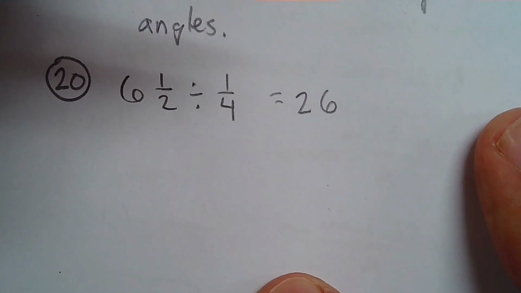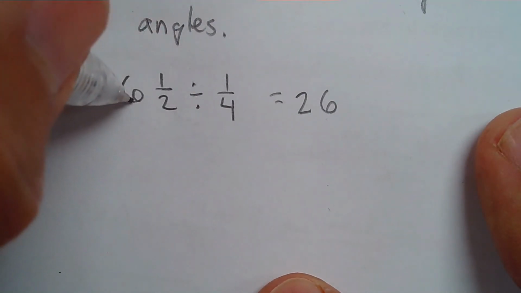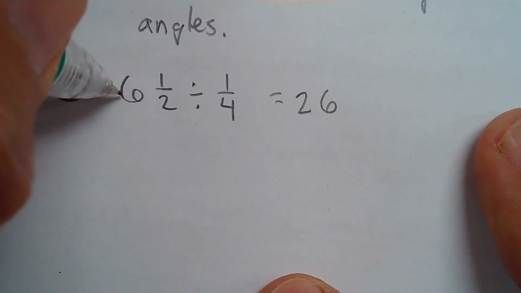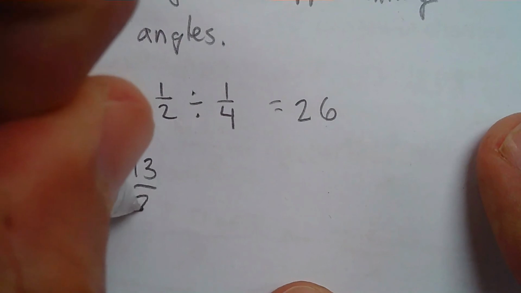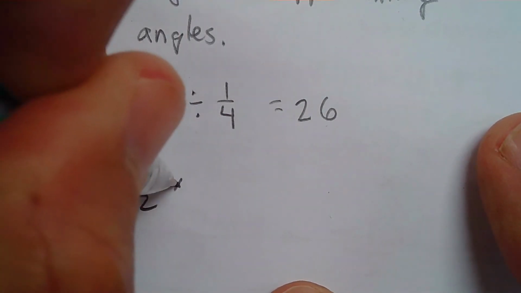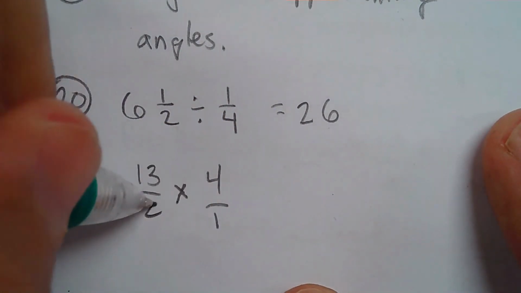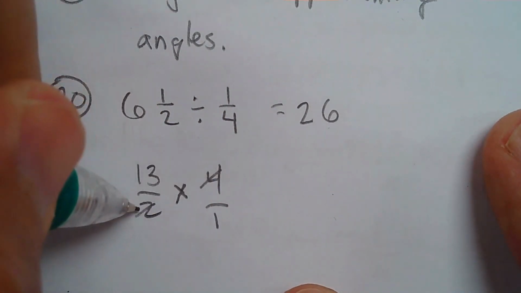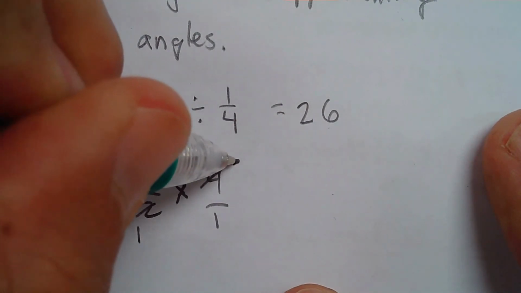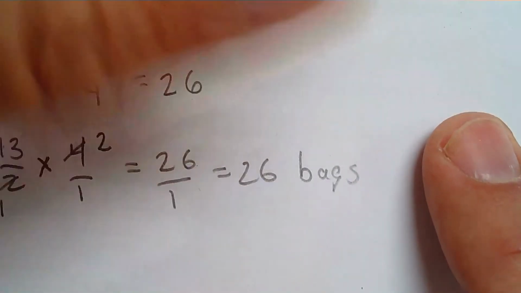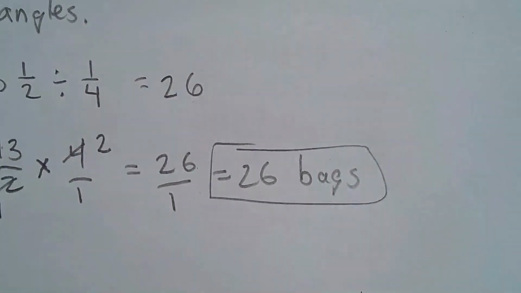But let me show you how I can get that. Also, we can turn this into an improper fraction. That's 2 times 6 is 12 plus 1 is 13 halves. Keep, change this to multiplication, and then flip this 4 over 1. Hey, you can cross cancel. Divide them both by 2. 2 divided by 2 is 1, and 4 divided by 2 is 2. And 13 times 2 is 26. 1 times 1 is 1, which is 26. And that would be 26 bags. And there it is. Holy cow, that's a lot.